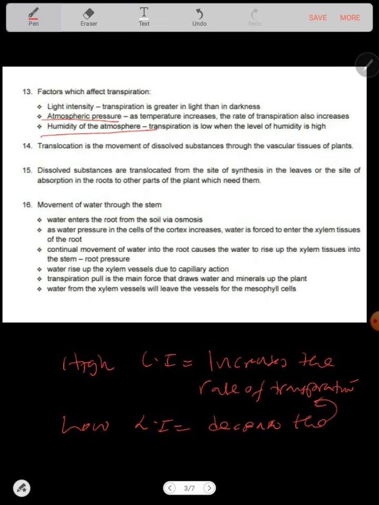Humidity. You need to know that humidity is the amount of water vapor present in the atmosphere. So if there is more water in the atmosphere, that means when there is high humidity, there will be low transpiration, because remember, transpiration is the loss of water into the atmosphere.